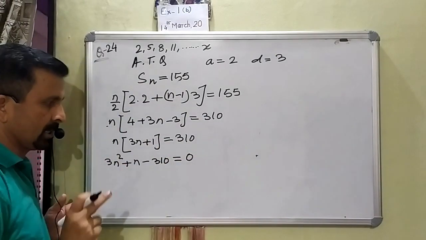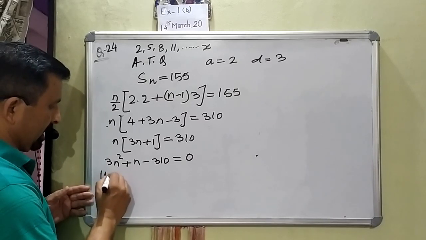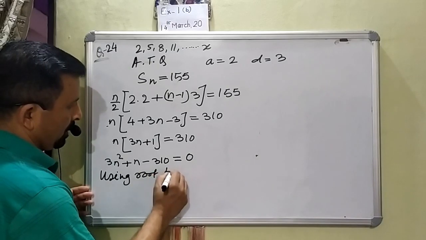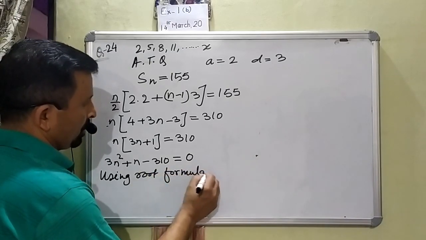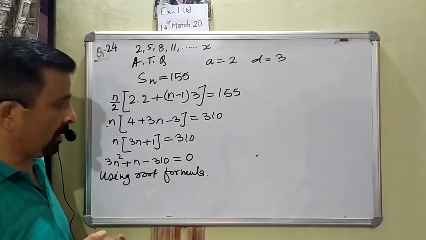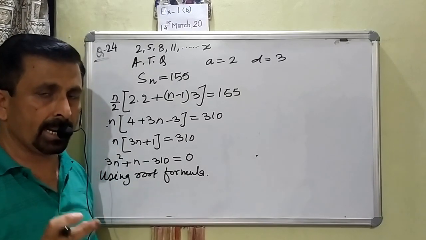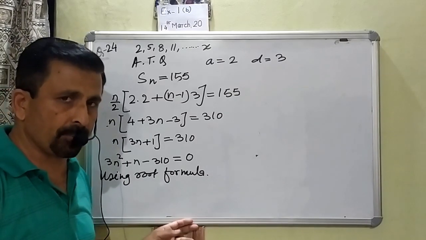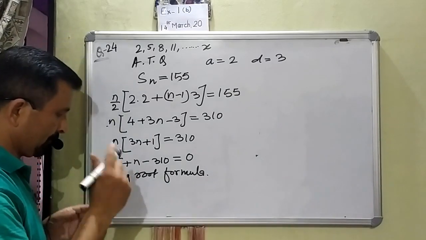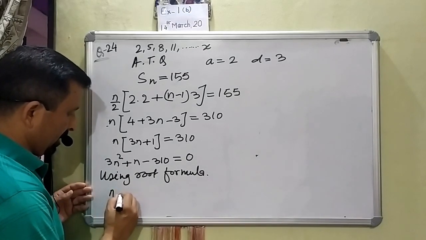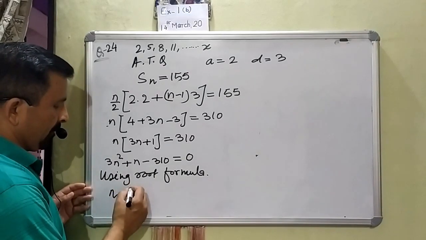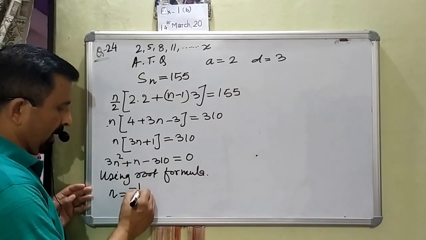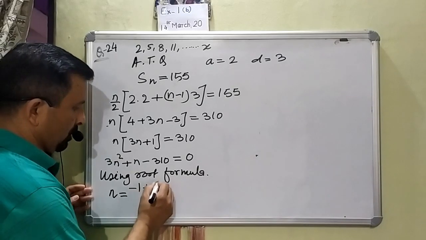Now we can solve it by using the root formula. By now you already know the root formula of a quadratic equation. The formula is n is equal to minus b plus minus root over b square minus 4ac, divided by 2a. So we can use that formula to find the value of the unknown quantity n. The first one is minus b. b is the coefficient of n, so it is 1. So minus 1 plus minus root over.